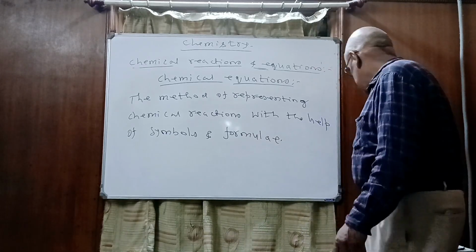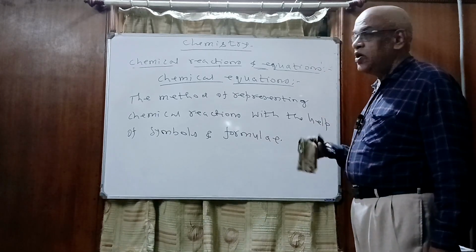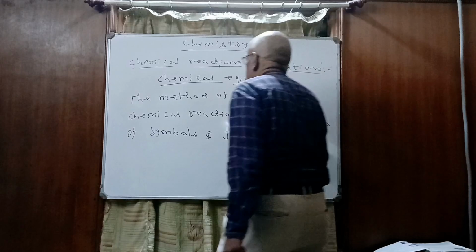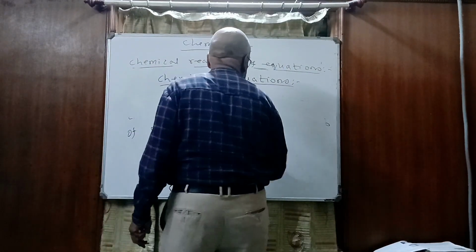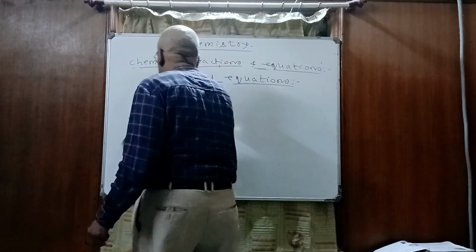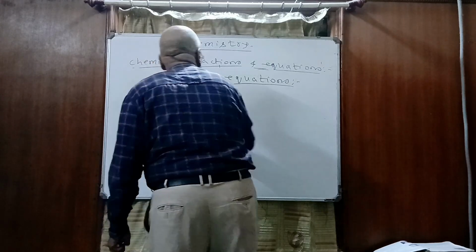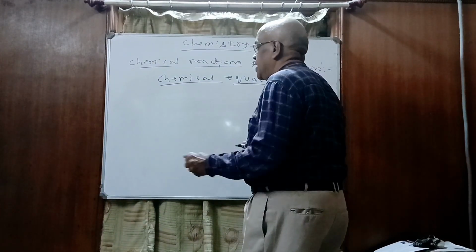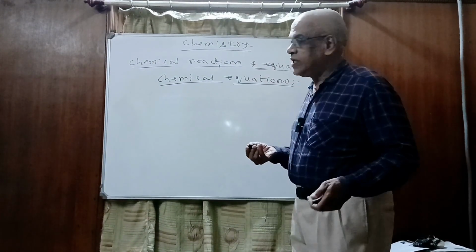So please go through this definition. It may come for 1 mark. So, a method of representing a chemical reaction with the help of symbols and formulae. Take an example, children. Word equation. You need not write the word equation.